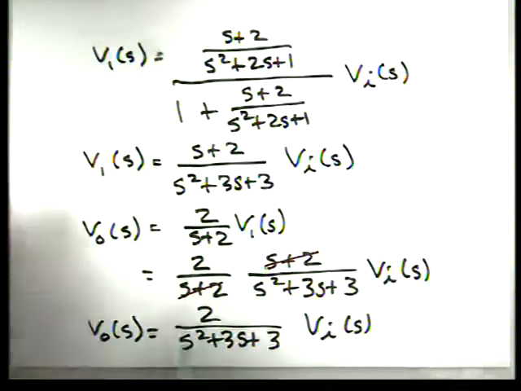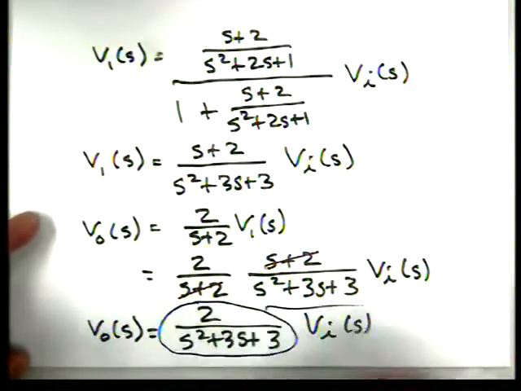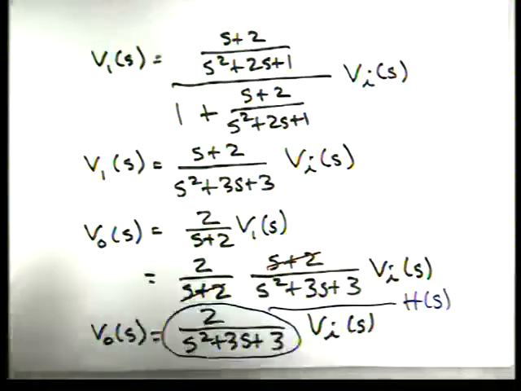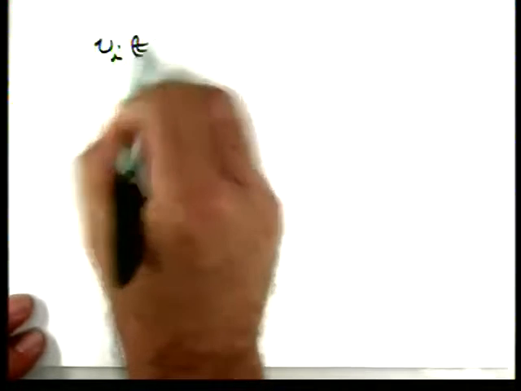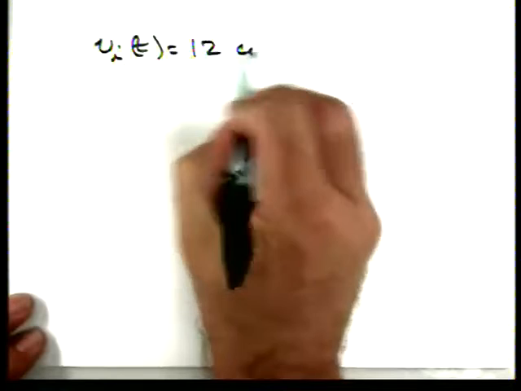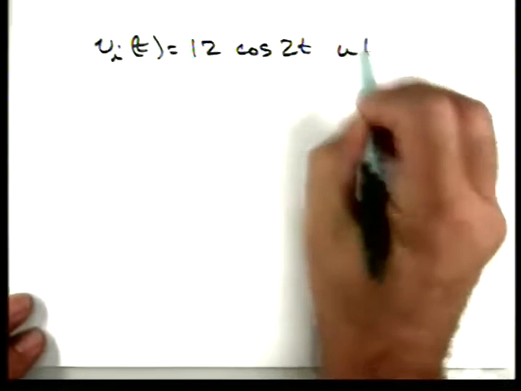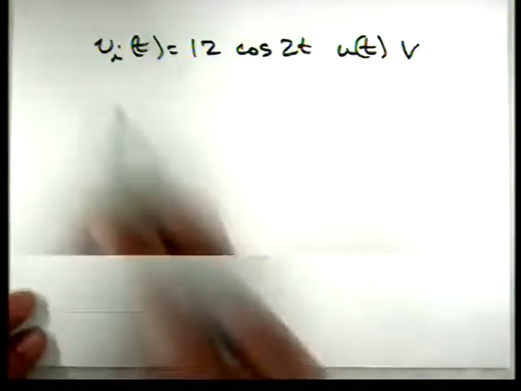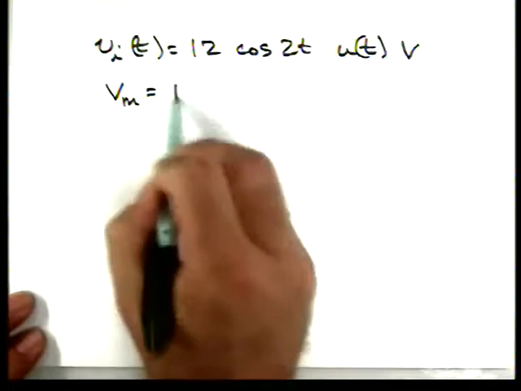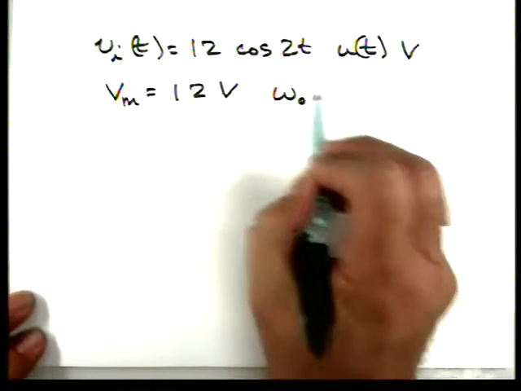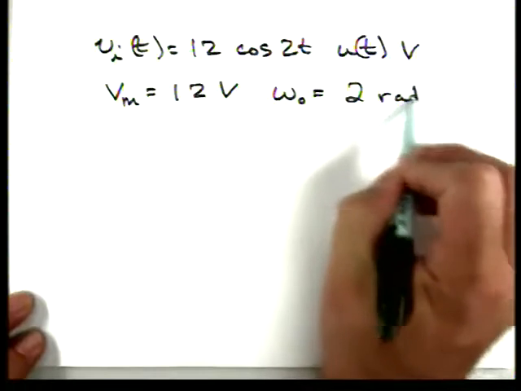And now here is H of S. So now we've got H of S. Now remember that VI of t is 12 cosine 2t U of t volts. So the peak value of our cosine wave is 12 volts. The frequency is 2 radians per second.